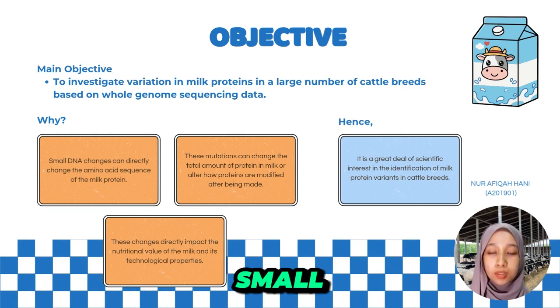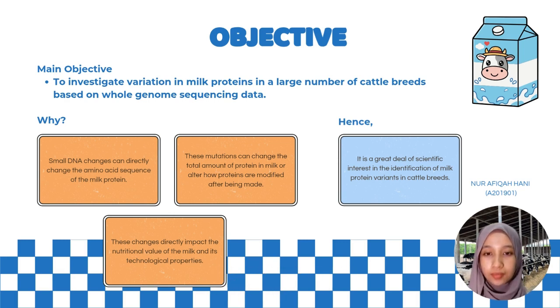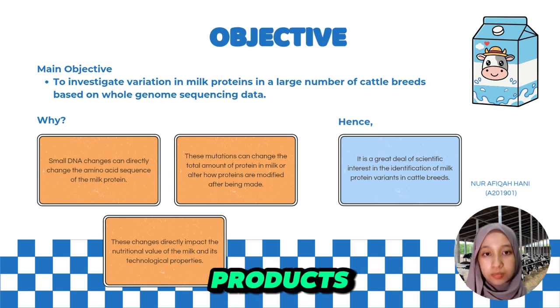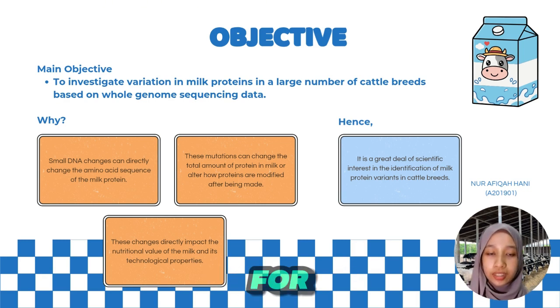Why? Small DNA changes like missense mutations or splice site mutations can directly change the amino acid sequence of the milk protein, and these mutations can change the total amount of protein in milk or alter how proteins are modified after being made. They can also directly impact the nutritional value of the milk, so it may affect the quality of the dairy products. Hence, there is great interest in the identification of milk protein variants in cattle breeds.